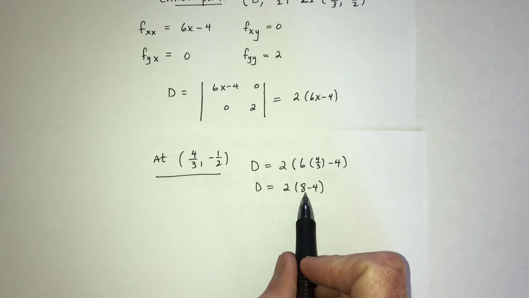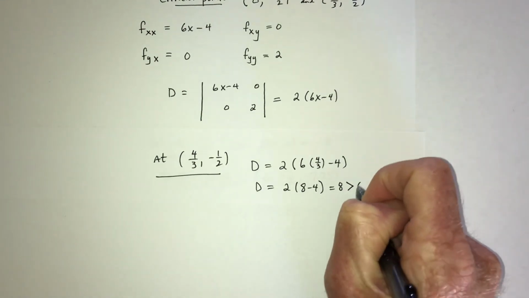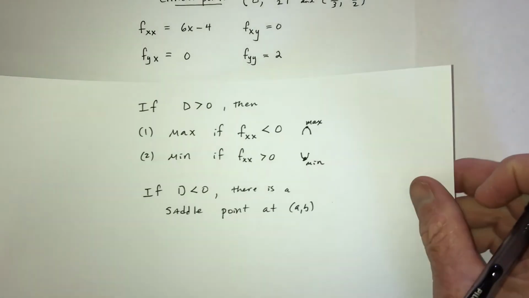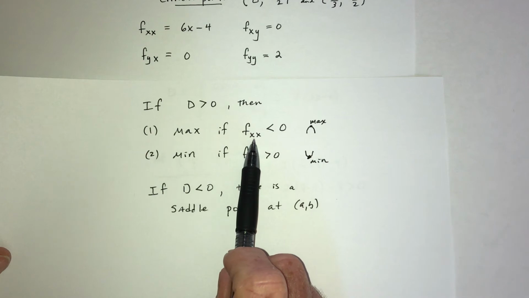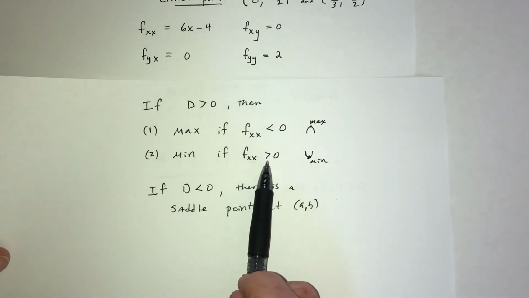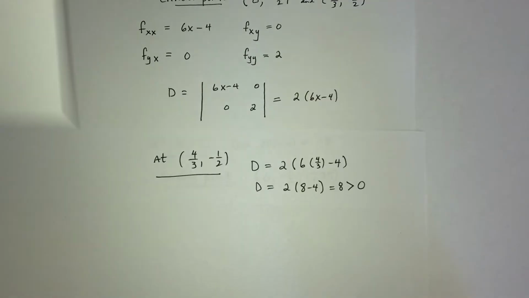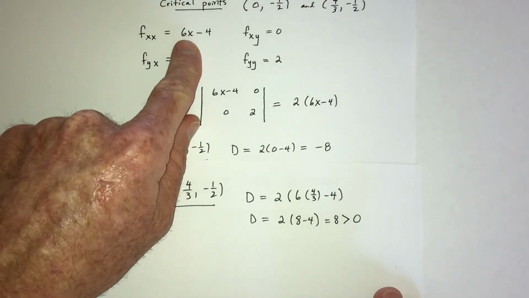The number itself doesn't even matter. What is that? That's 4, that's an 8. That is a positive number. So we have either a minimum or a maximum. So we're at this point right here. The d is positive. Now you need to look at the second derivative and see, is it negative or is the second derivative positive? And I mean the xx second derivative. So that was this one right here.